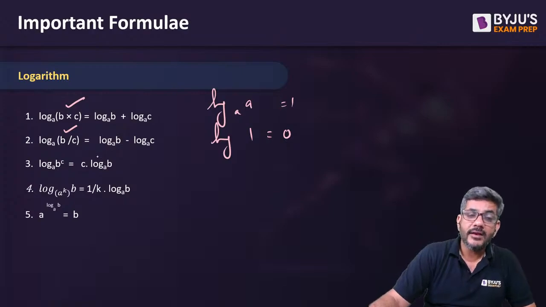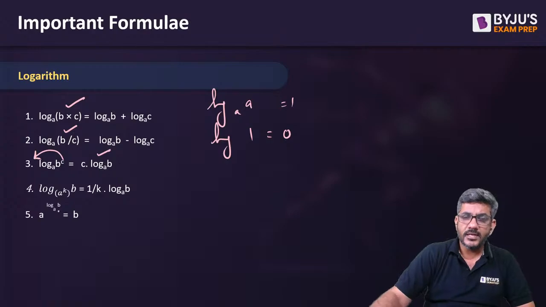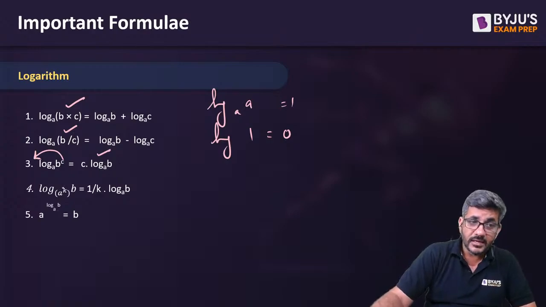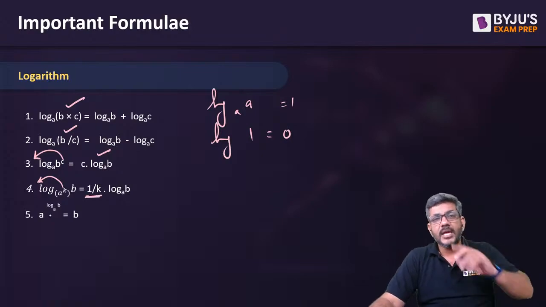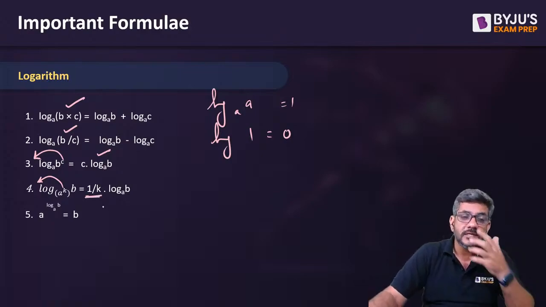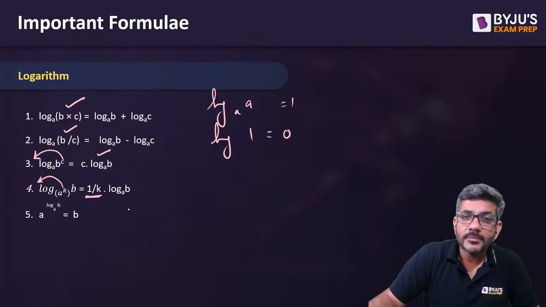Log m to the power n is n log m. Power बाहर आ जाती है. So this c comes outside. It becomes c log b to the base a. But if the base has a power, it comes as a reciprocal outside. So अगर base की power k थी तो बाहर आके 1 by k बन जाती है. It is 1 by k into log b to the base a.